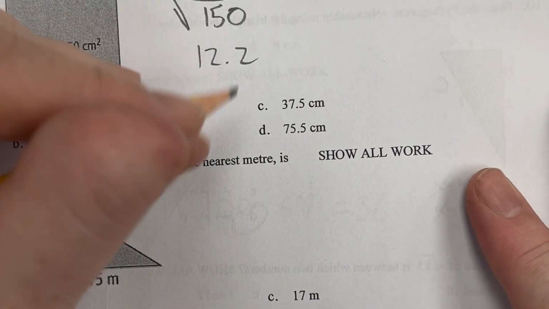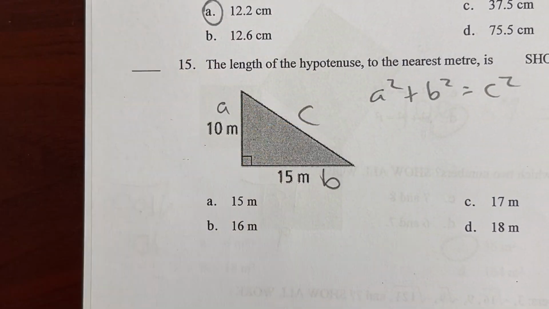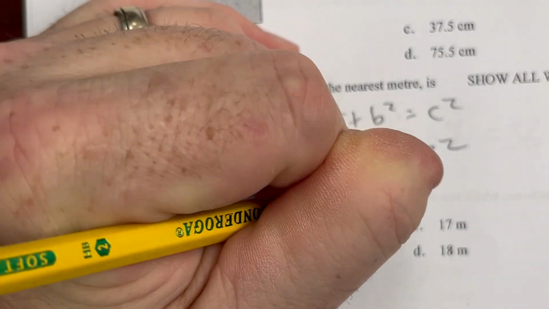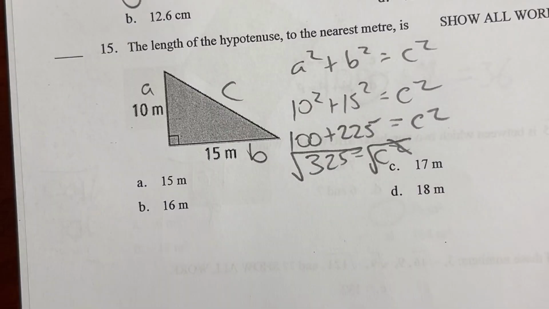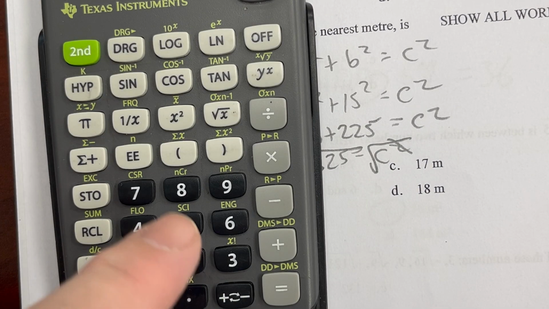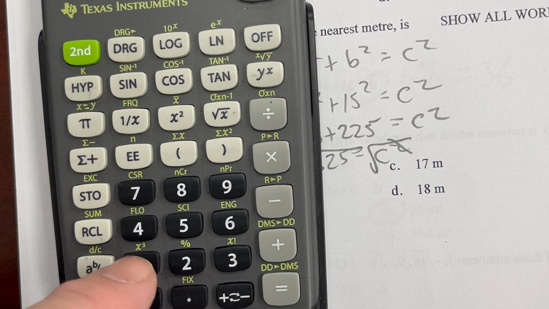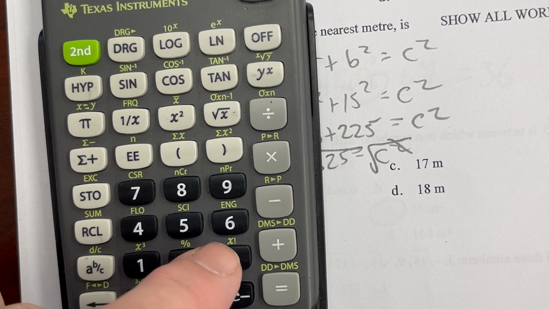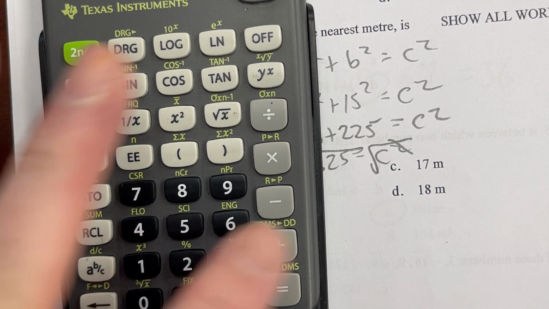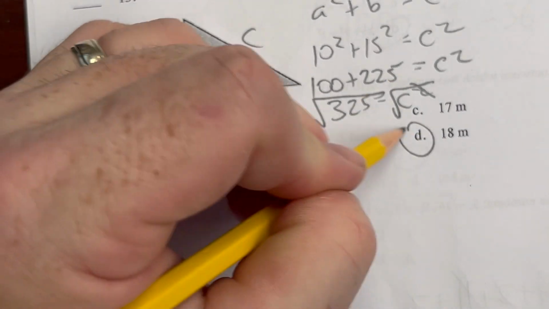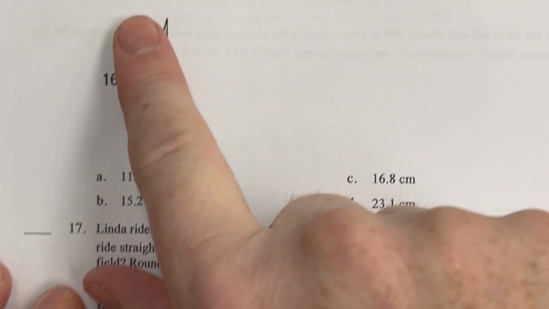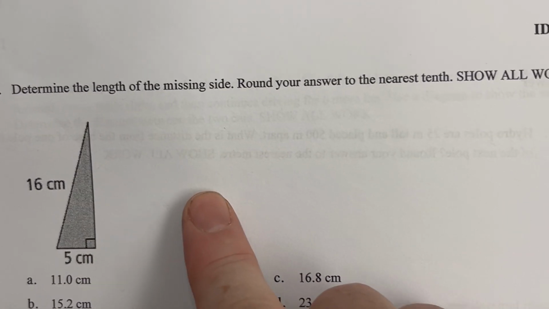The length of the hypotenuse to the nearest meter is, so show all your work. So again, A squared. Five. Not one of my perfect squares that I memorized. 324 is 325. 18.0. So D.